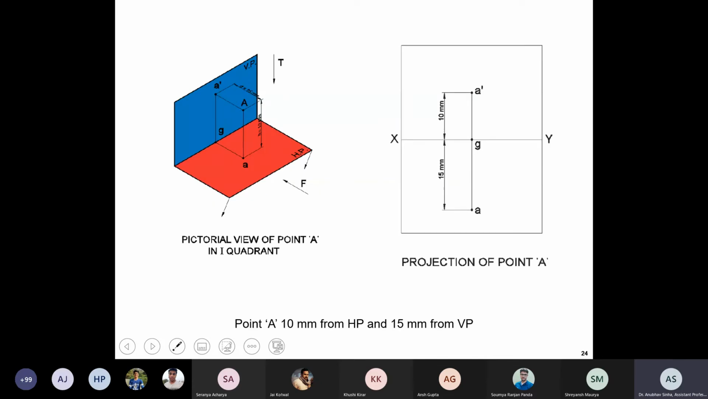So again, just to emphasize, this is the pictorial view which you are supposed to make in your assignment, and this is the orthographic view for a particular example. You can use H or D or some numbers given, let us say 10, 15 centimeters. This is how you are going to draw.